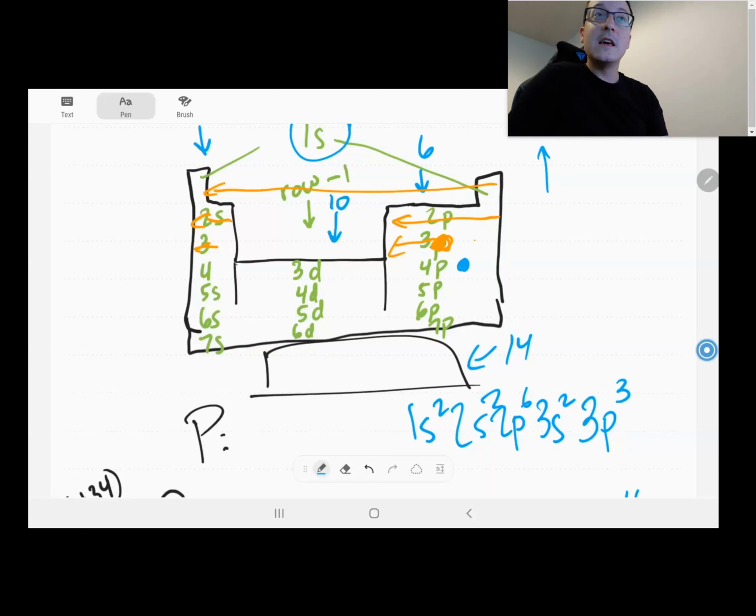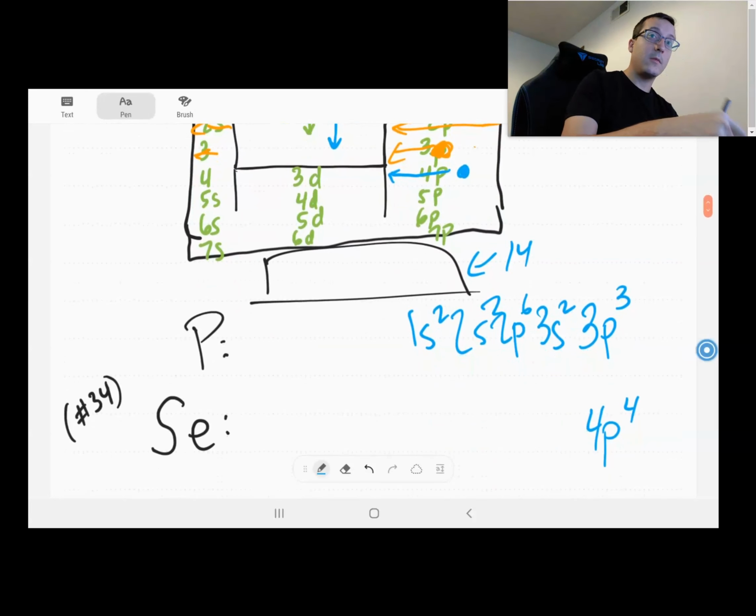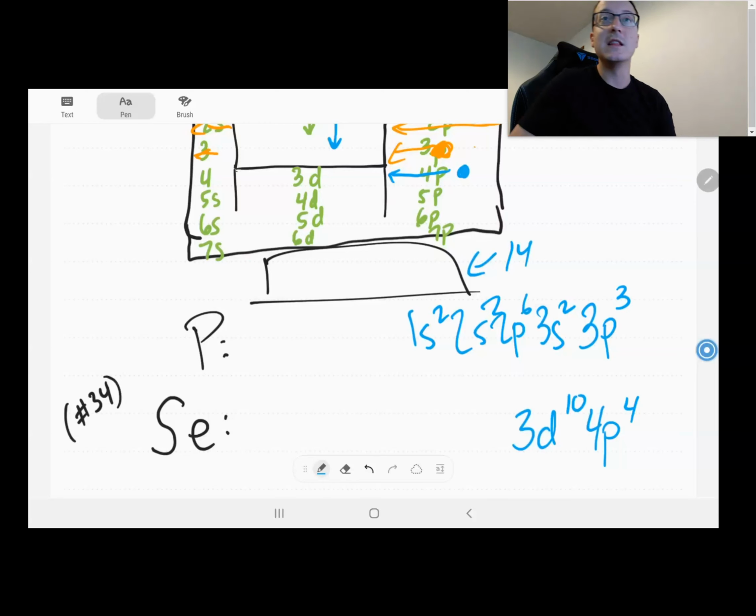Okay, so selenium is here-ish, right? 4p4. So we're going to look at what's before 4p. And Robert is absolutely correct. Before 4p is the 3d. Does everybody see that 3d is before 4p? Alrighty, so that means we're going to put 3d right before it. And Robert is correct. Since the d block can hold 10 electrons, we're going to go ahead and fill it up completely.